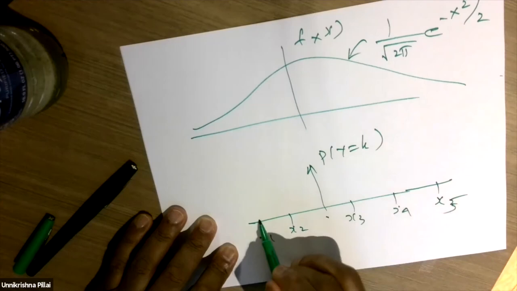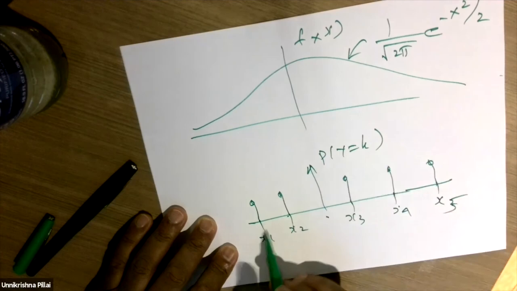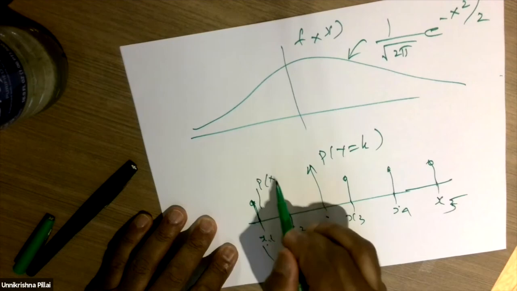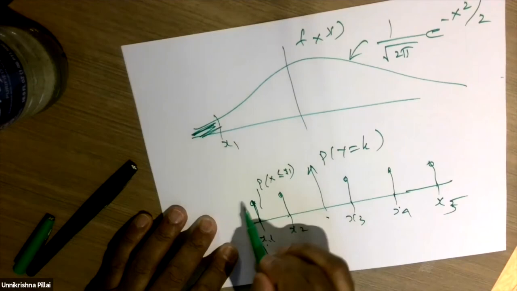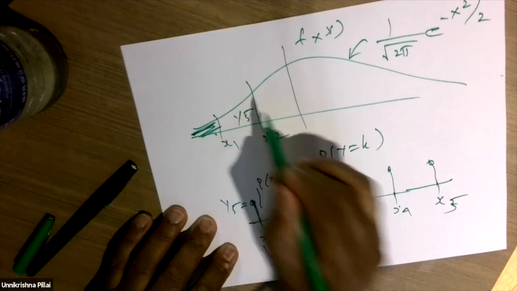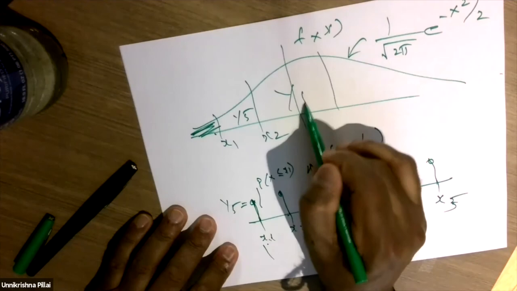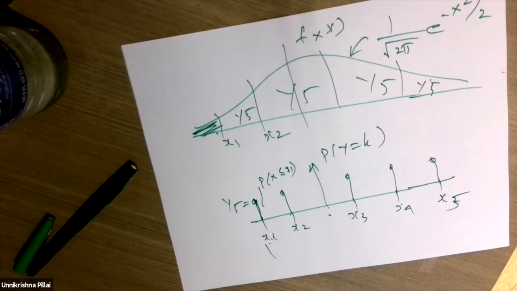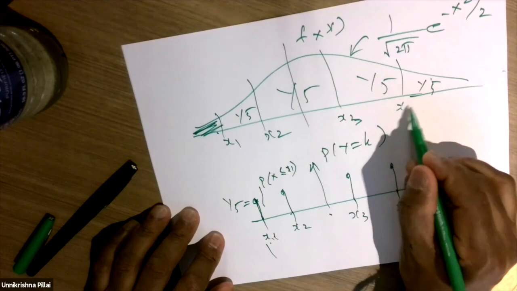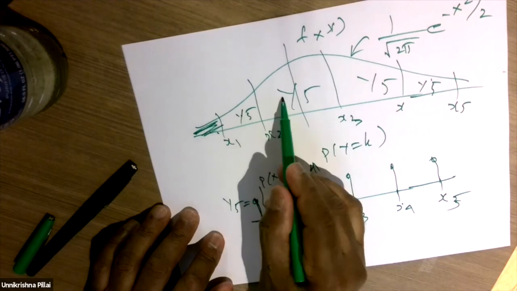I want all these probabilities to be equal. Remember, this value is the probability that X is less than or equal to x1. So x1 is somewhere here, and we want this probability to be 1/5. We can solve this. Then you solve for x2 so that this area is 1/5, then 1/5 plus 1/5, and then this area is 1/5. So this is a five-step quantizer. If it is Gaussian, you should be able to get all these x1, x2, x3, x4, x5. This is a six-step, I guess: 1, 2, 3, 4, 5, 6. Six-step quantizer.